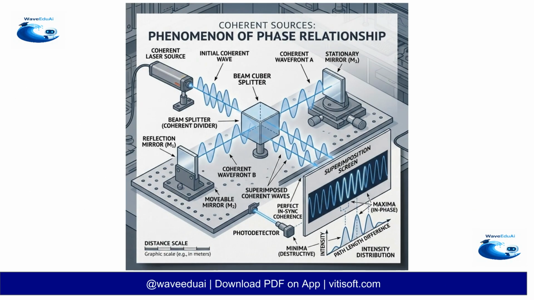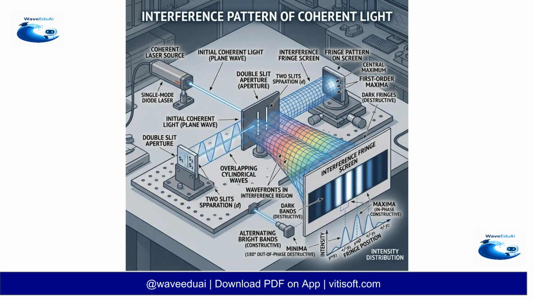Coherence is vital. For a stable interference pattern, light sources must maintain a constant phase relationship. This ensures the wave crests and troughs align consistently to produce visible results. When coherent light passes through these slits, we see the resulting interference pattern clearly. Constructive and destructive interference create those distinct bright and dark bands on the screen.